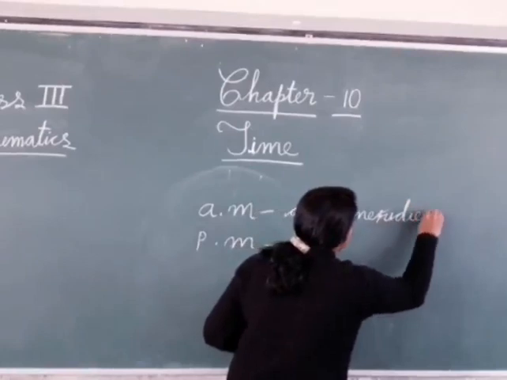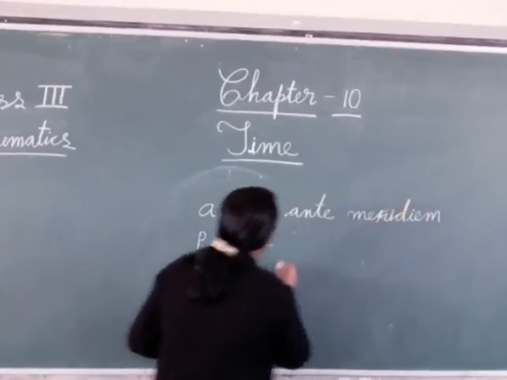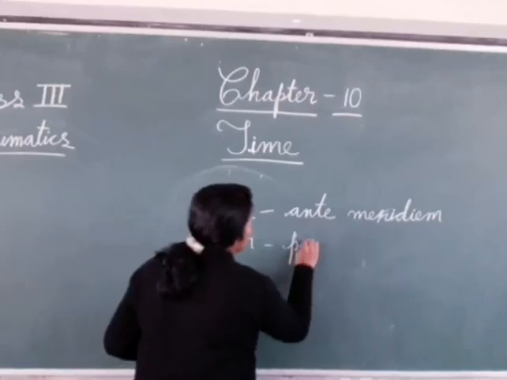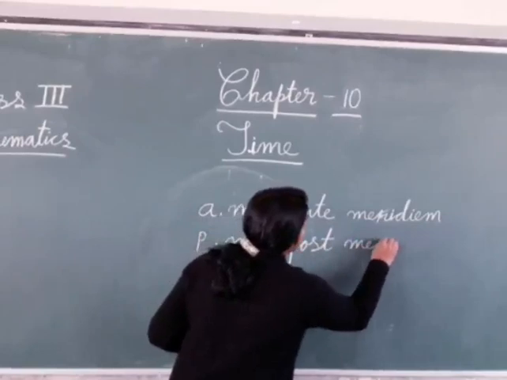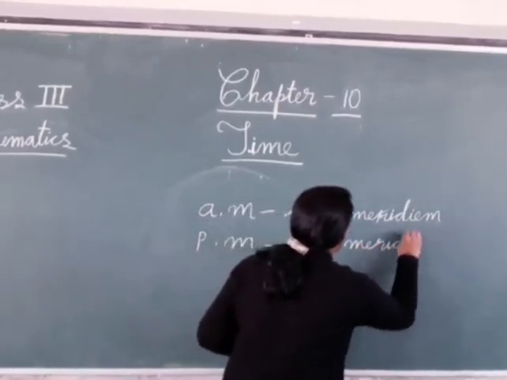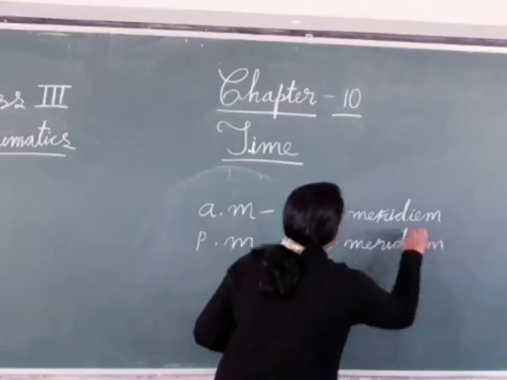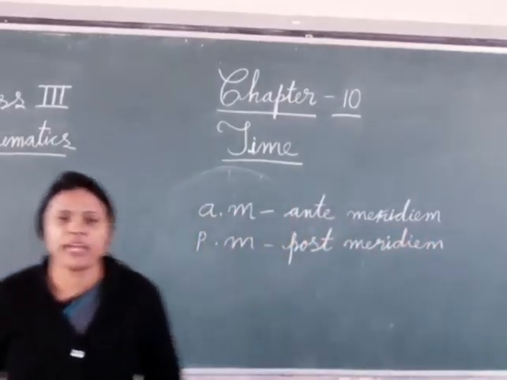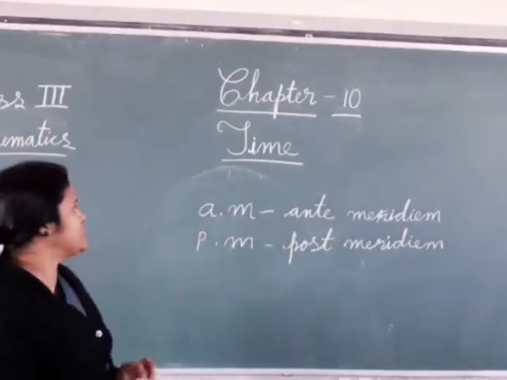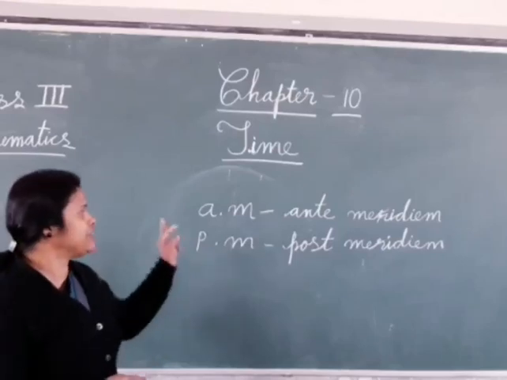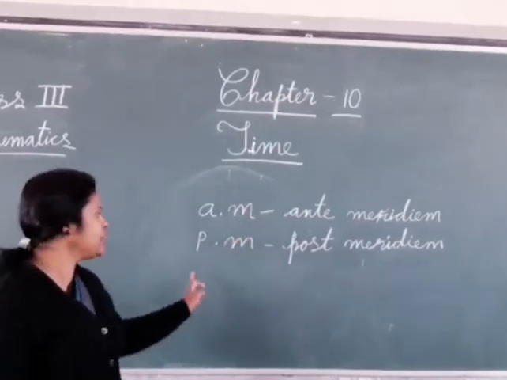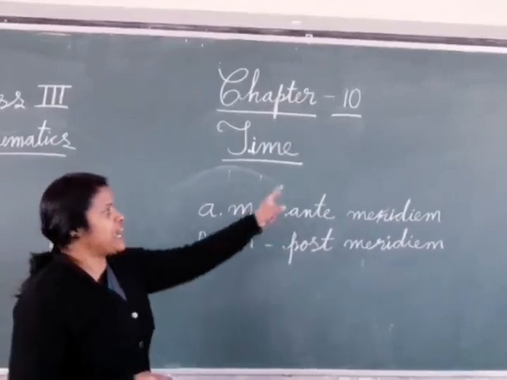Anti-meridian and post-meridian. The second topic and also the last topic in this video is we are introducing AM and PM. That means AM is anti-meridian and PM means post-meridian.